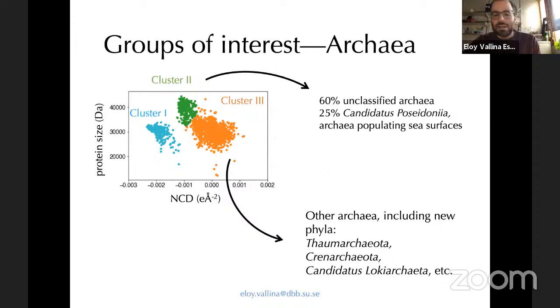The other larger group is a bit of a catch-all box. This is where you find all of the other phyla of archaea, and in particular, all of the newer phyla that are not your traditional Euryarchaeota, but the newer ones that have been discovered in the last couple of decades. All of them belong in the third cluster. So this already gives us a sense of the classification power that these physicochemical descriptors might have.